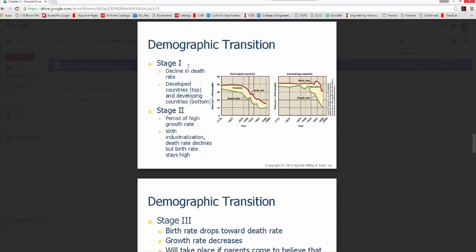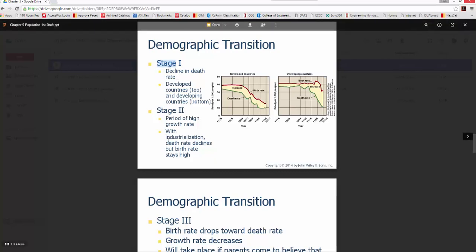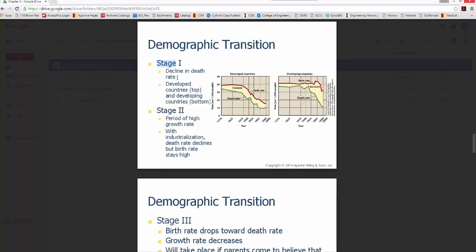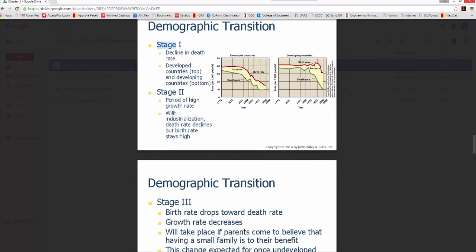Okay, so let's talk about the different stages. There are 5 stages that we will talk about here. In stage 1, you begin to see a decline in the death rate. Now, I'm going to show you the graphs for stage 1, stage 2, and stage 3. They're inferred here on these 2 graphs, but ignore these 2 graphs for now. Stage 1, like I said, there's a decline in death rates. This occurs in developed countries and developing countries.